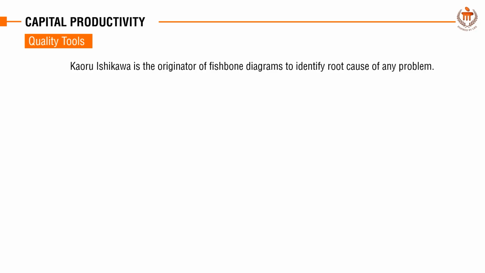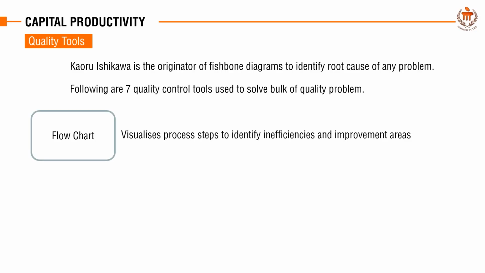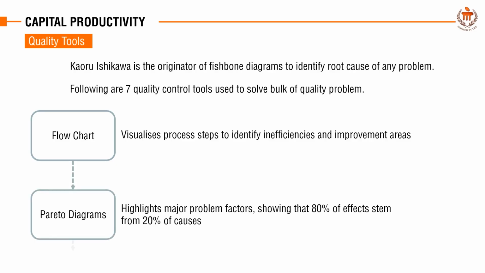Kaoru Ishikawa is renowned for developing the fishbone diagram, a tool that helps identify the root causes of problems. In addition to this, several other quality control tools are essential for addressing various quality issues. Number one, flowchart. A flowchart visually represents the steps in a process, making it easier to identify inefficiencies and areas for improvement. Second, Pareto diagrams.